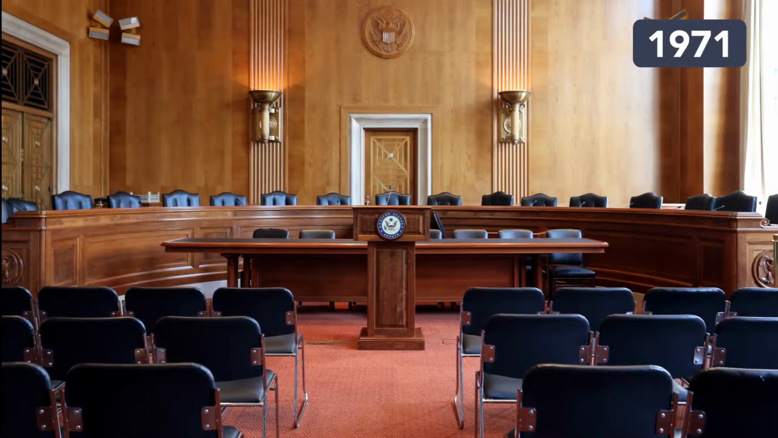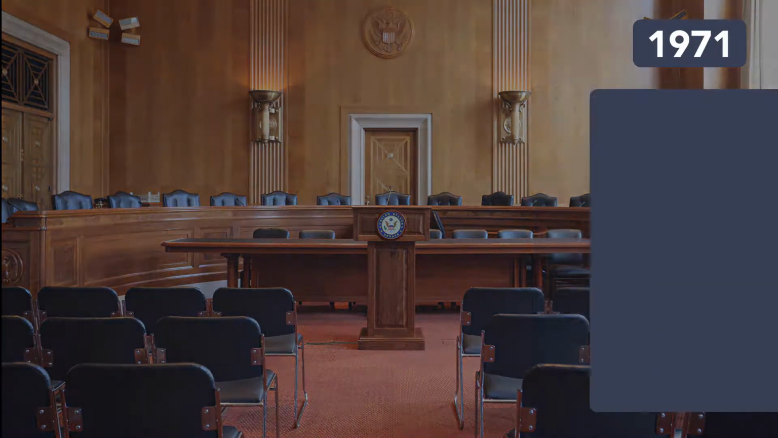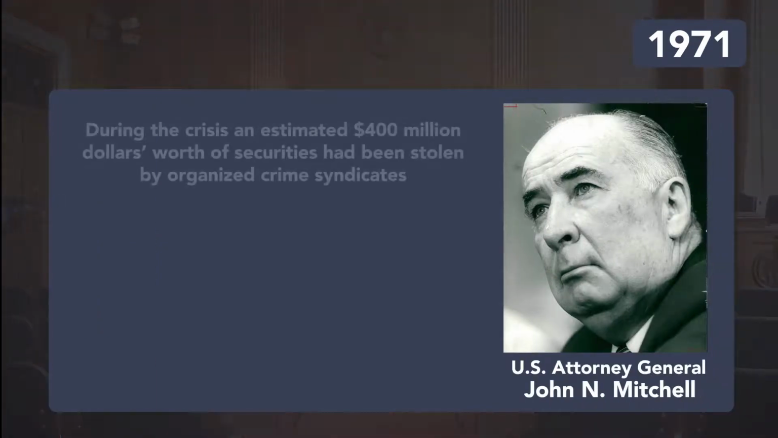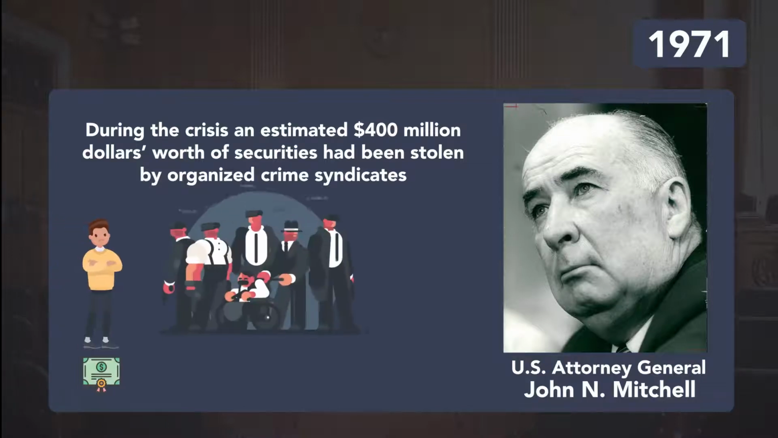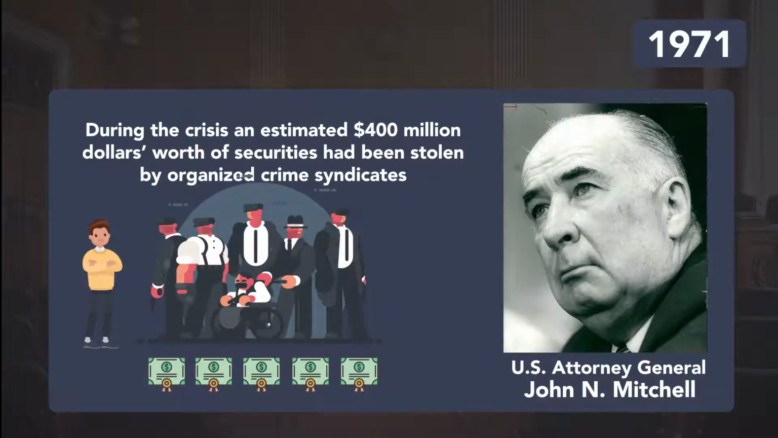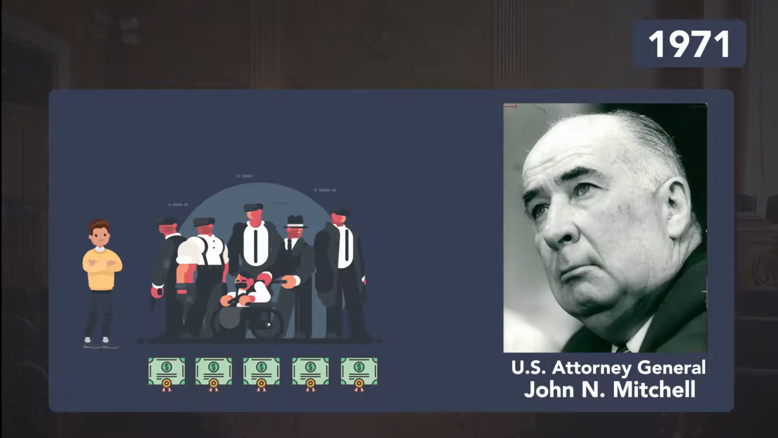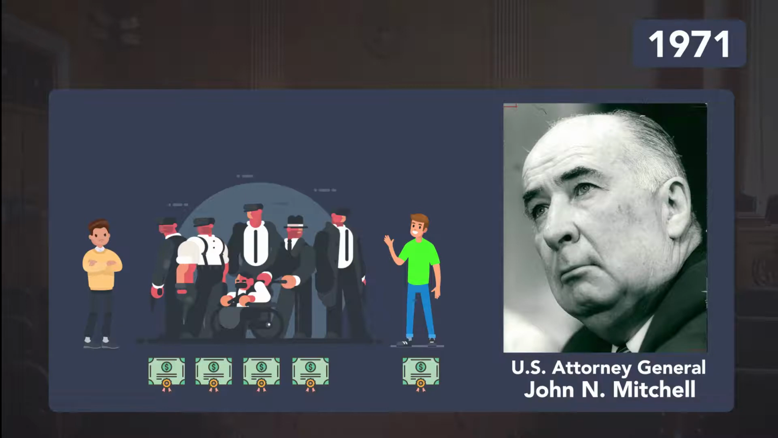At a 1971 U.S. Senate hearing, U.S. Attorney General John N. Mitchell testified that during the crisis, an estimated $400 million worth of securities had been stolen by organized crime syndicates. Once these stock certificates were in the hands of the trafficking rings, they were often sold to innocent purchasers or used as collateral to secure loans from innocent creditors. To make matters worse, if the original owner failed to report the shares stolen before they were registered by the innocent purchaser or creditor, he lost claim to his shares forever.